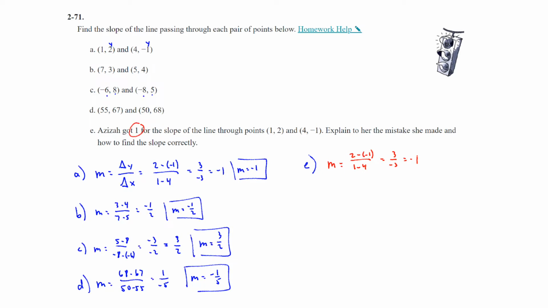So the only thing that happened is that the sign is different, and so that could have happened a lot of different ways. But if we plot these 2 points, what we will notice is that the line is decreasing, where her line would have been increasing with a positive 1. So the line is decreasing because of the negative slope instead of what Aziza had, which was a positive slope.